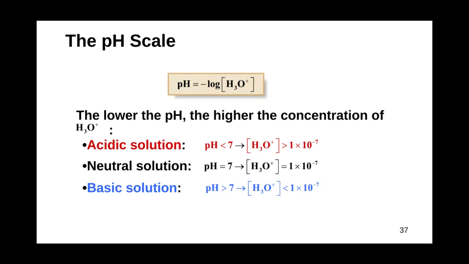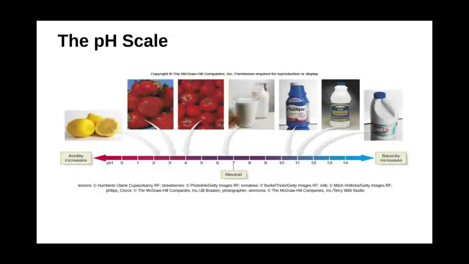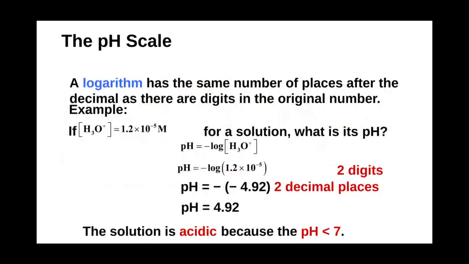So a change from 1 to 2 is a 10-fold change in concentration. That's a very important thing to remember. On the pH scale, small changes matter. Even a fraction of a pH unit, 0.1, is a huge change. Huge. And so I've mentioned this. The pH scale is logarithmic, so it has the same number of places after the decimal as there are significant units in the original number.